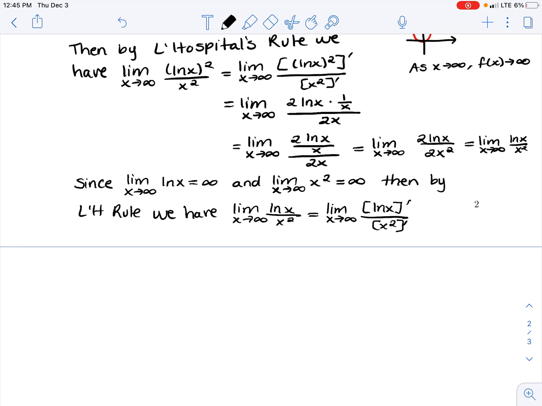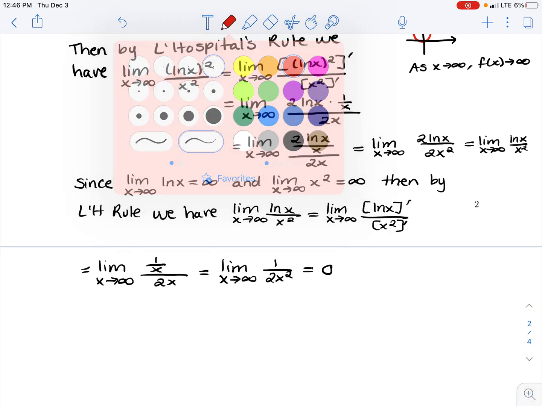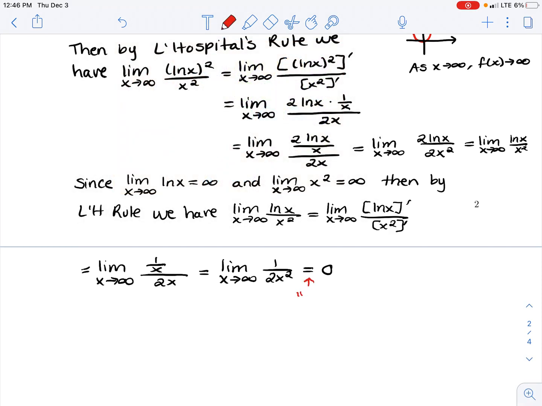So then by L'Hopital's rule, I can say that that limit is equal to the limit of the derivative of the top divided by the derivative of the bottom. And so I get that this limit is going to be 1 over x divided by 2x. And so when I simplify this, I get that this is 1 over 2x squared, and so this limit is 0. Okay, because we run into that 1 over infinity case. And remember, we said 1 over infinity within the limit went to 0.